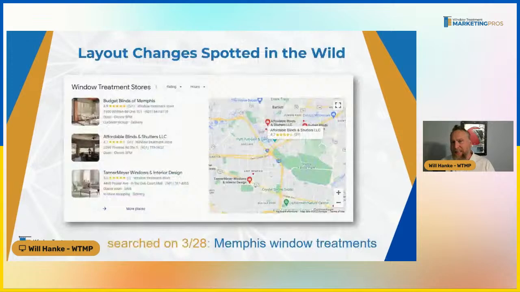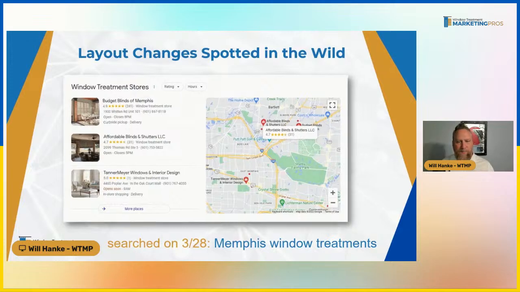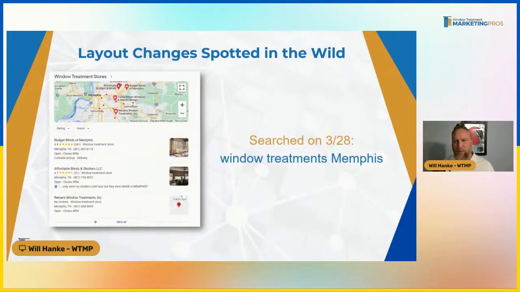I have seen some layout changes. Google's obviously always testing different things, right? So this is a search for the phrase Memphis window treatments. Now, if I did that search, I got the three listings on the left. I've got the map on the right with the pins. If I change the words around, from Memphis window treatments to window treatments Memphis, check it out. It's different. Now the map's above and the three listings are below. So interesting how they're testing some things out just by different keywords, which ultimately are the same searches.